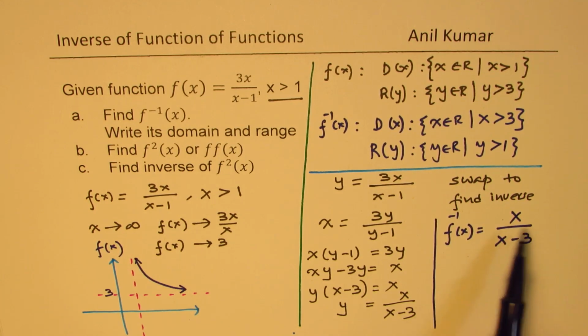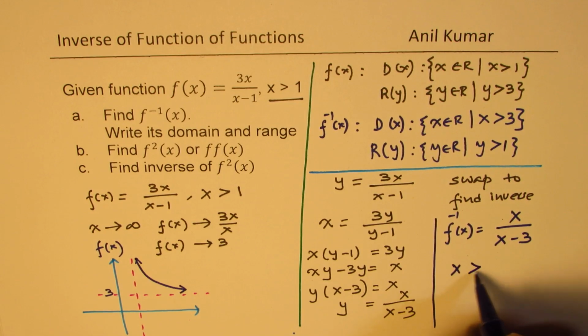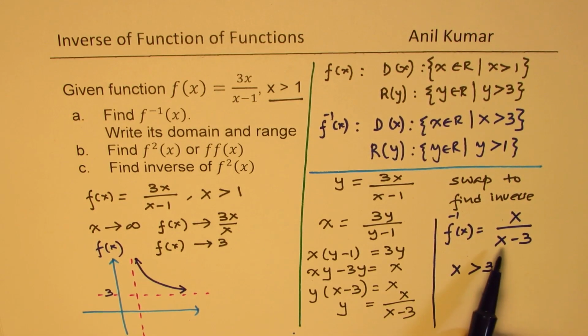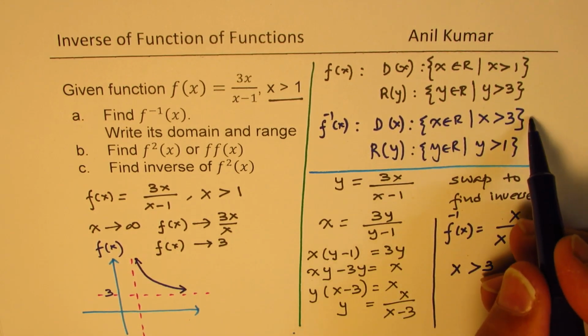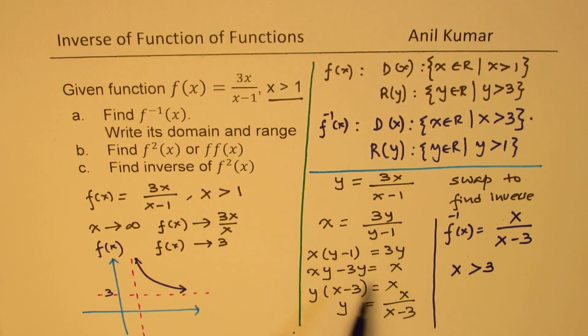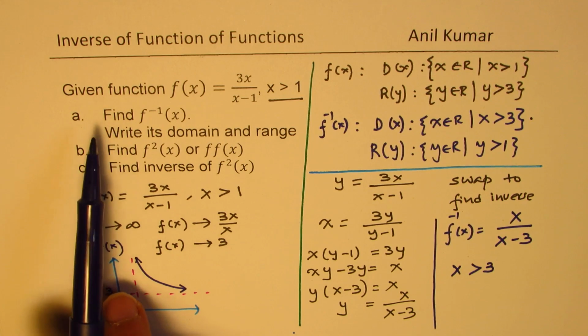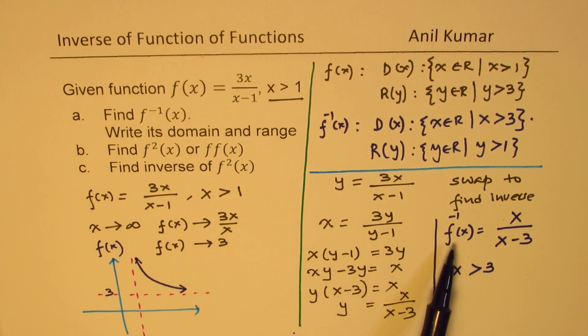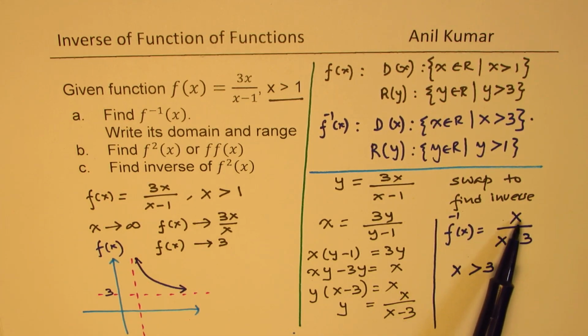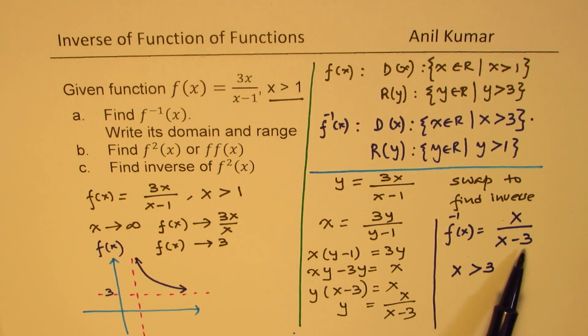Now, for this particular inverse, as you can see, x has to be greater than 3, right? At 3, this is not defined, so the domain is x greater than 3. So they swap, right? That's the whole idea. So I hope this part is clear to you. We have found the inverse of the function, which is f inverse of x equals x over x minus 3, where x is greater than 3, correct?